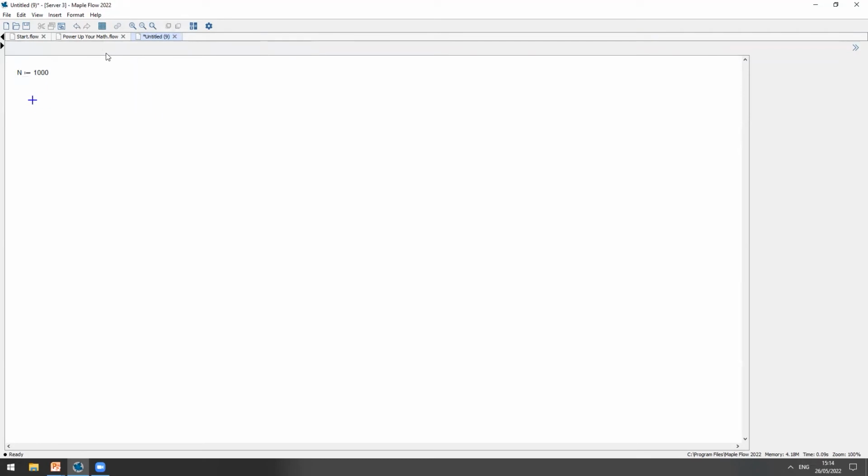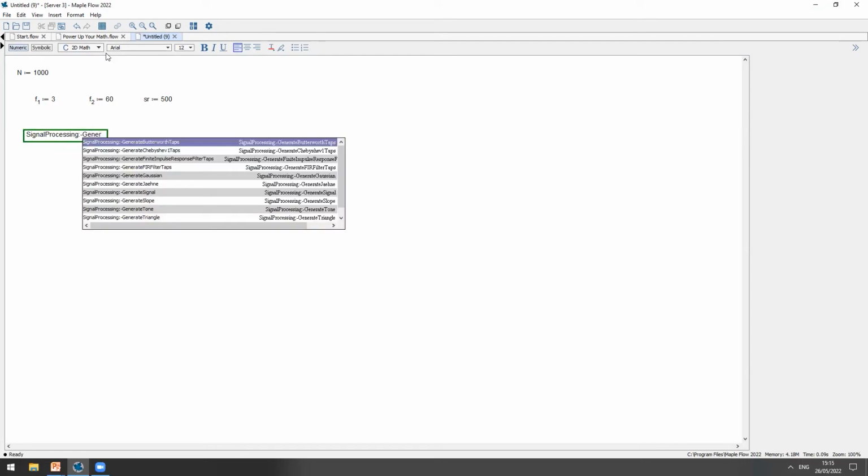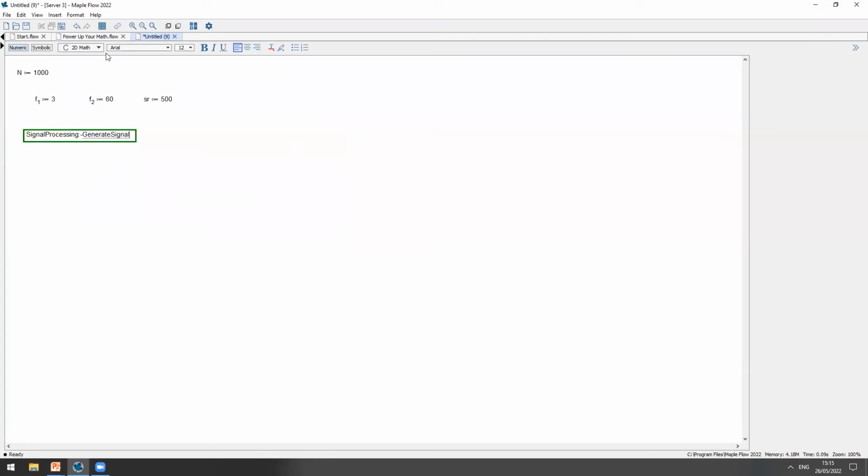The sinusoidal signal will have two frequencies, f1, 3 Hertz, and f2, 60 Hertz. And we'll need to define the sampling rate. That's like 500 samples per second. So there's a really useful suite of tools called signal processing. And there's one particular function called generate signal, which allows me to generate a discretized signal from an algebraic expression.